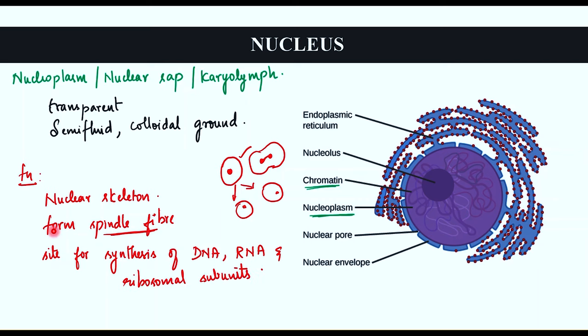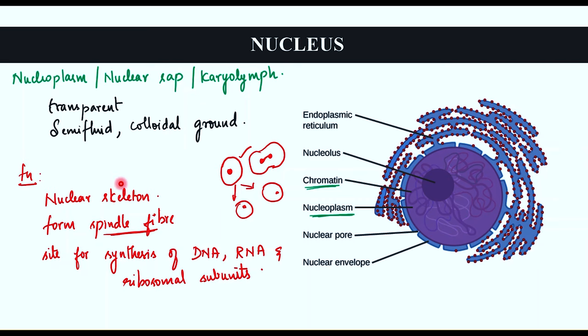You are looking into the nucleus, so there are four components. The first thing, the nuclear membrane, we have completed. The second thing is the nucleoplasm. It is also called the nuclear sap and also the karyolymph, right? It is transparent, semi-fluid, and like a colloidal substance. In this only the chromatin is present, which is nothing but a thread-like structure.